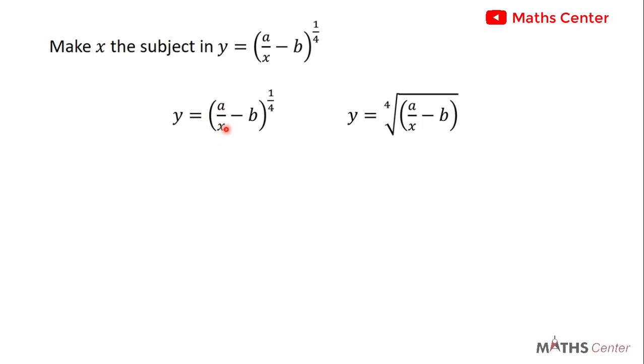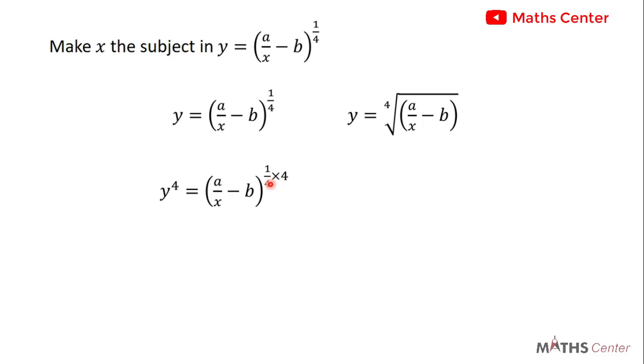y is equal to a over x minus b raised to the power 1 over 4, or the fourth root of a over x minus b. The first thing we need to do is make sure that we get rid of the roots. So we have to get rid of this fourth root, this 1 over 4. And how do we do that? Because it is fourth root, you are going to multiply the 1 over 4 by 4. So if it were fifth root or 1 over 5, you multiply it by 5. If it were the sixth root or 1 over 6, you multiply it by 6. So I hope you get the trick now.